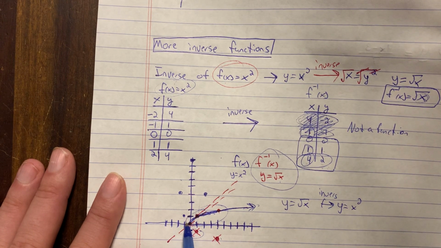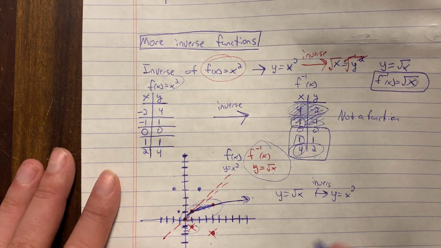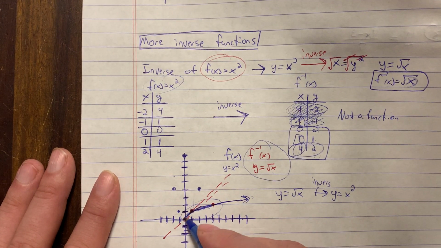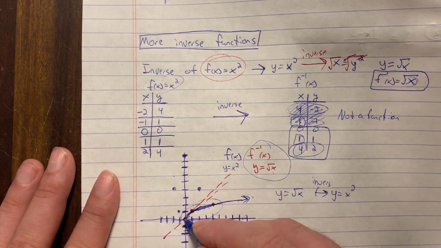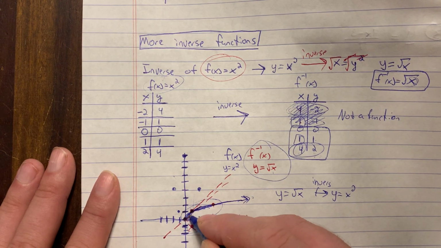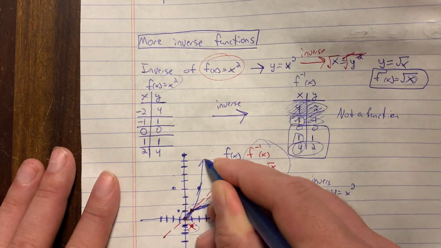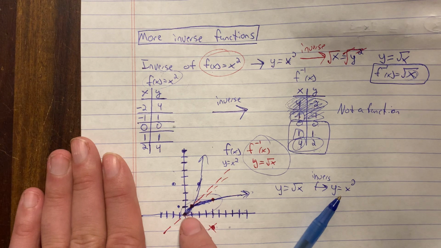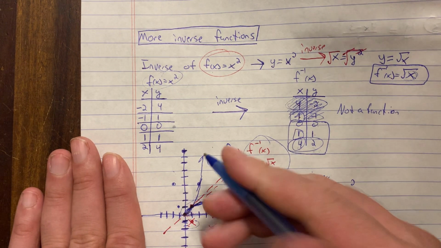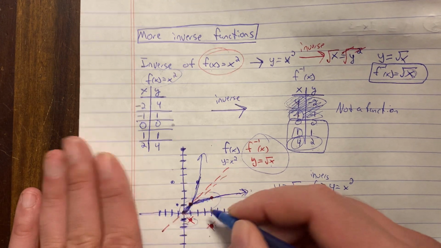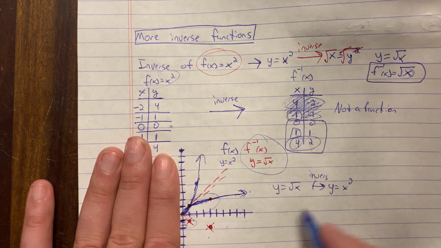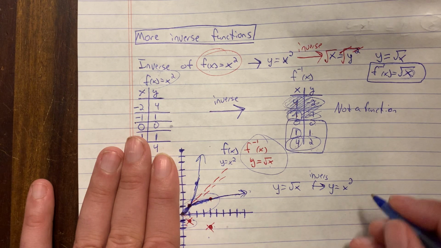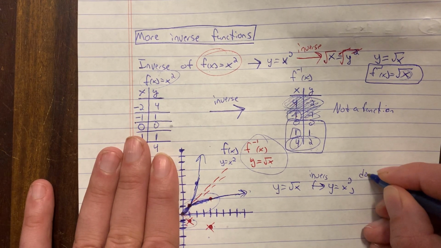we actually have to cut off part of the quadratic function. And we do this with what's called a domain restriction. So here is this part. The part of the quadratic function that is reflected across the line y equals x from the square root function is just the first quadrant portion. And we can get this by saying that the equation is y equals x squared, but with a domain restriction.